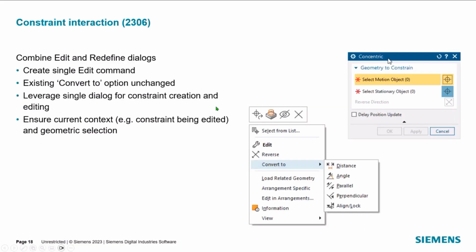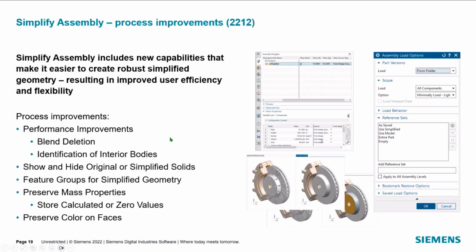Okay, the next thing I want to show, it looks like I'm actually running a little short on time, so let me run through this pretty quickly. For the simplify assembly, this is an older, as you can see, it's based on 2212, but I think it's something that's worth talking about if you haven't used simplify much recently. With the simplify command, you can create a simplified representation of your assembly either in the same file as the assembly, just as separate solid bodies, or you can save it as a separate part file.